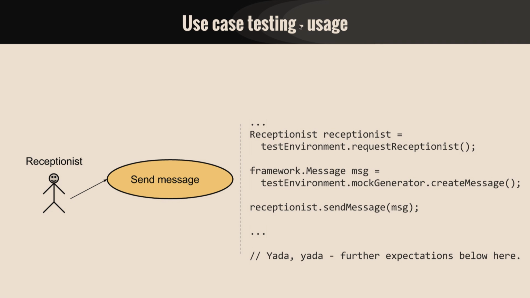So using this, it looks like this. Test environment, request receptionist, blah, blah, blah. We make a mock message, we send it, and we can do some expectations. Very high level, very nice.